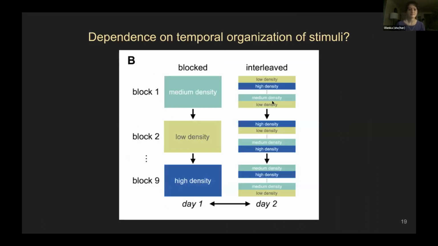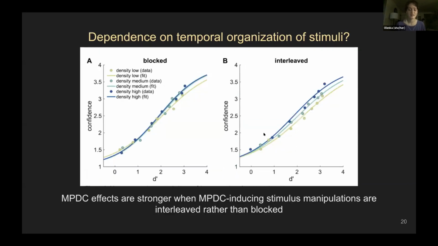Our second question was concerning the temporal organization of the trials. So we looked at blocked versus interleaved trial design. In the blocked design, you have the different conditions of density all within their own block, and in the interleaved design, the trials are interleaved together so that you can't predict what comes next. And with this, the main thing we see is that MPDC effects are stronger under an interleaved experimental design rather than a blocked one.